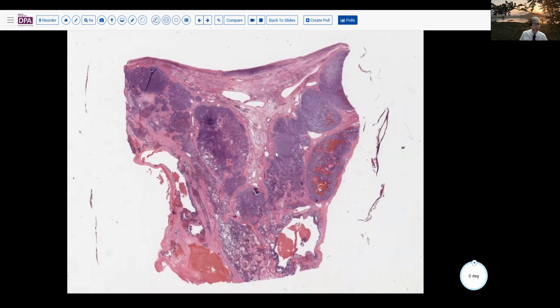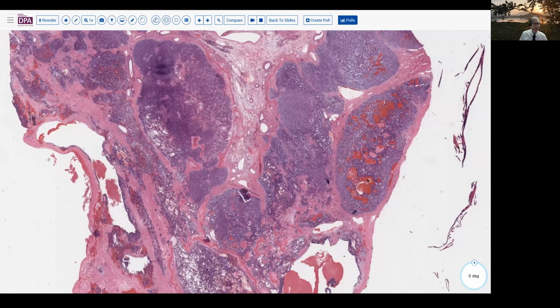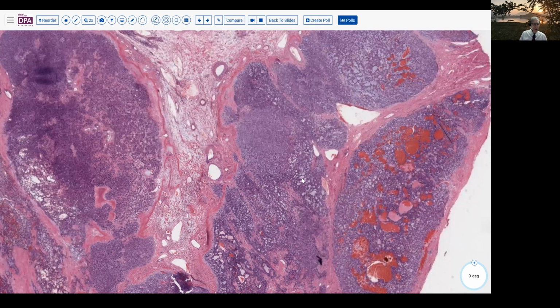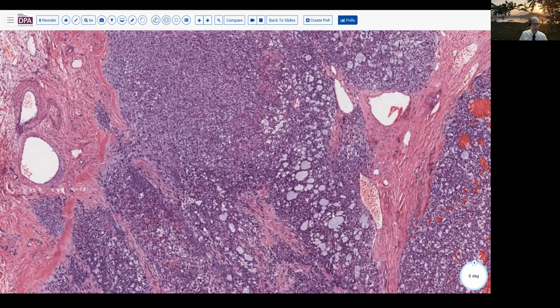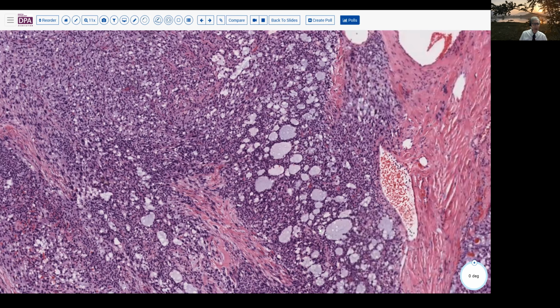Here's another section, again showing no surface involvement, cellular nests, lobulated pattern, intervening fibrous bands, hemorrhagic cystic spaces in this tumor. And then as well, this very prominent microfollicular or microcystic pattern in the tumor.